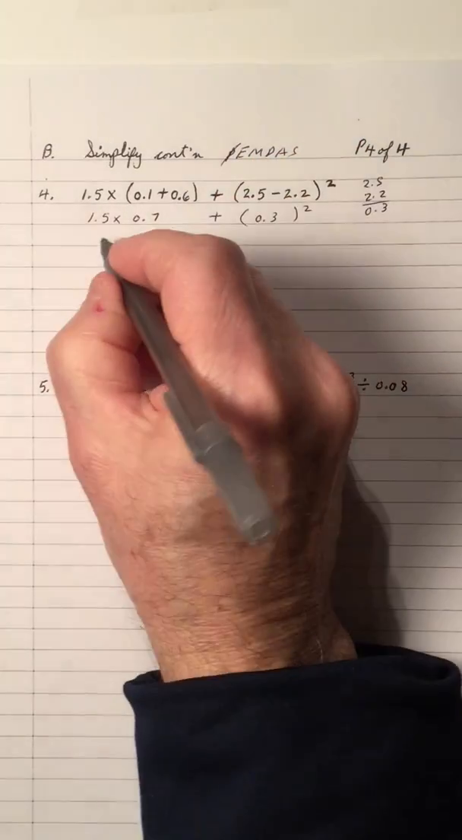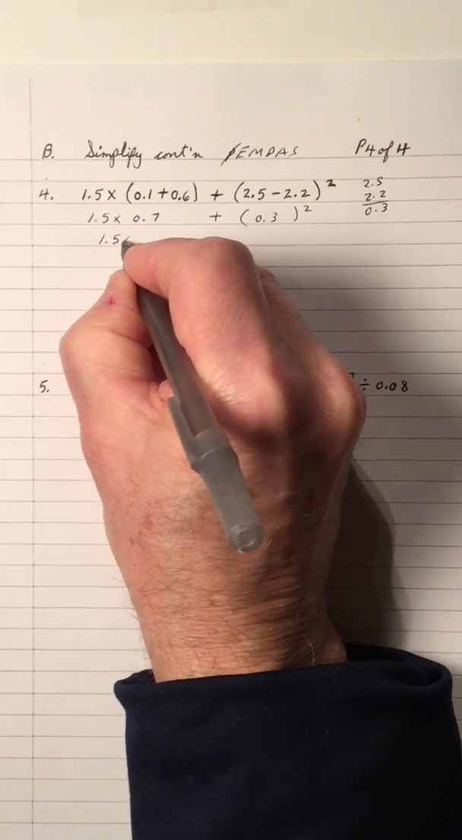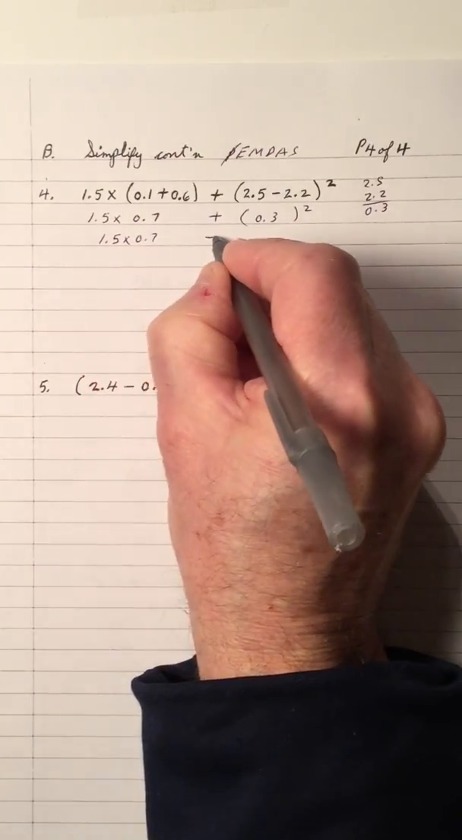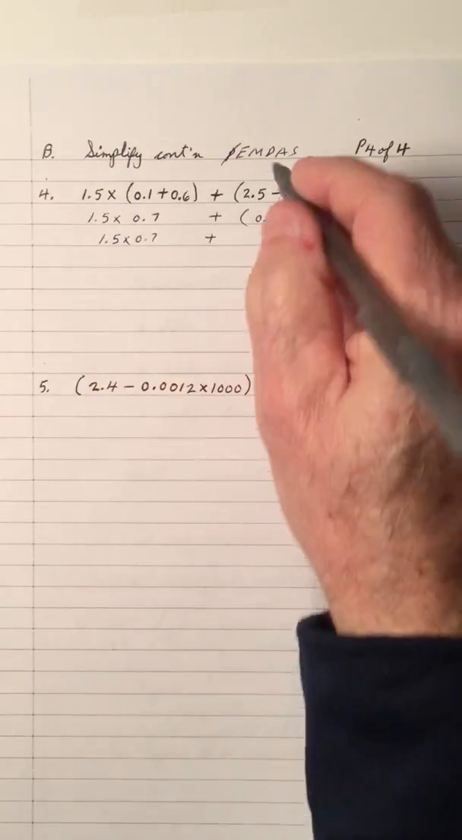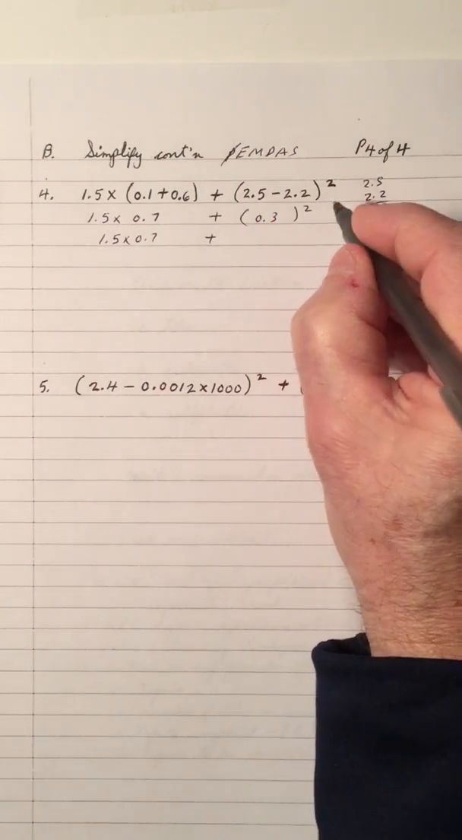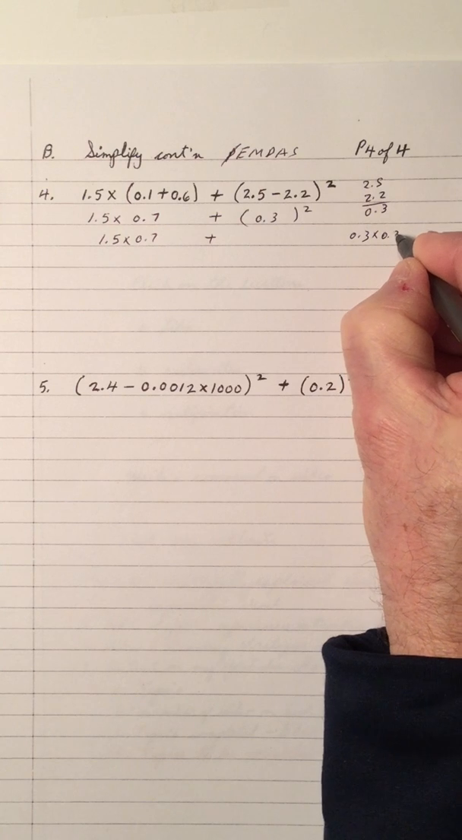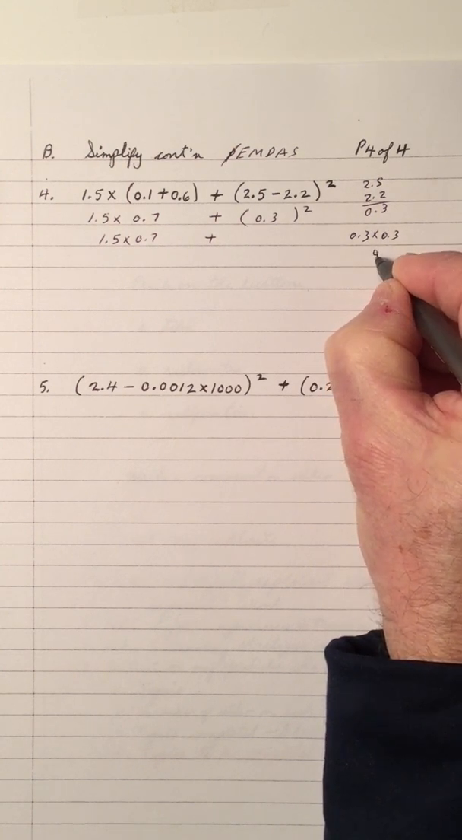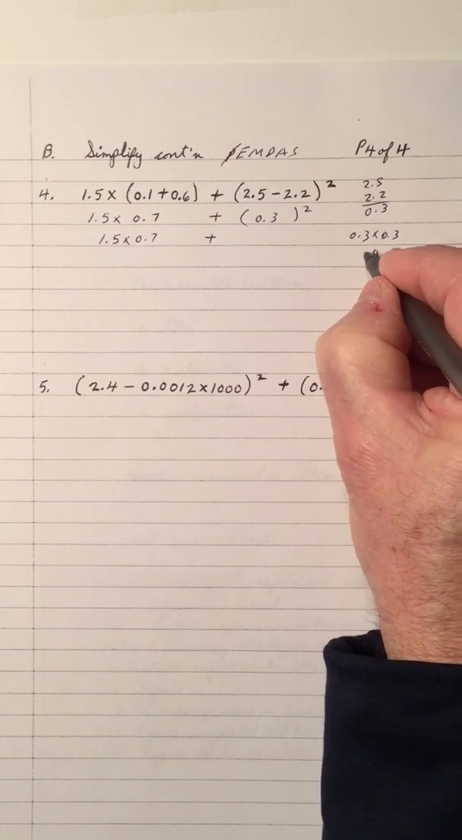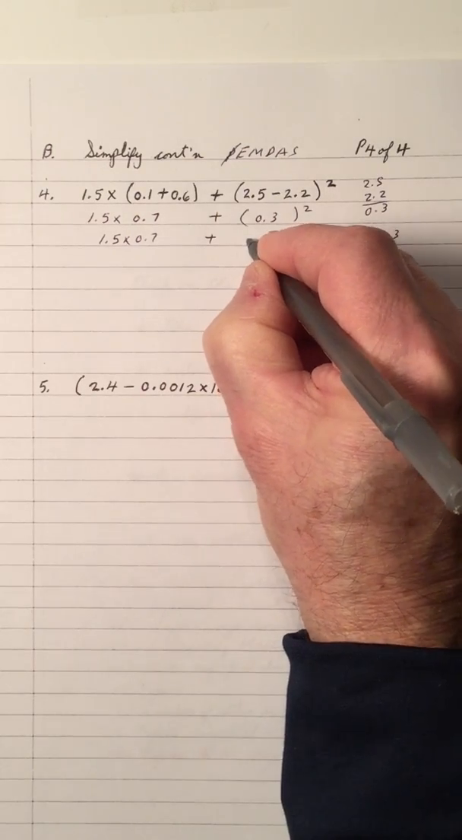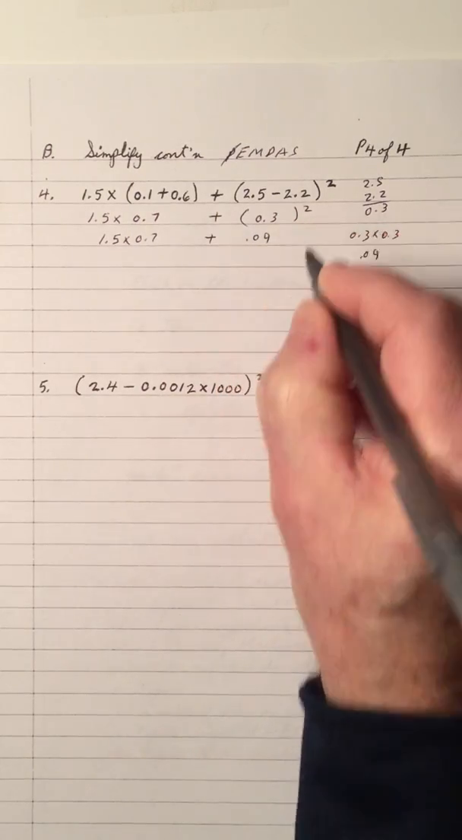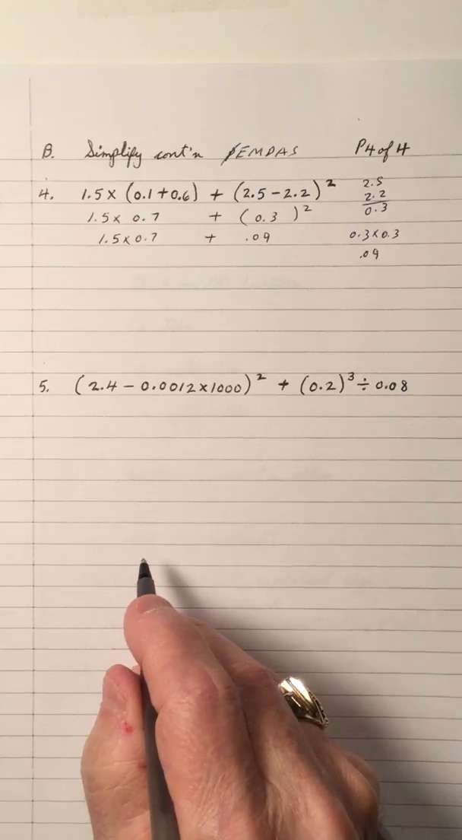Now I have to do exponents. So notice I will leave this multiplication alone. I will not touch this until I get my exponent done. So decimal 3 times decimal 3. 3 times 3 is 9, 2 decimal places, so I get decimal 9. So that's decimal 9 when I square decimal 3.